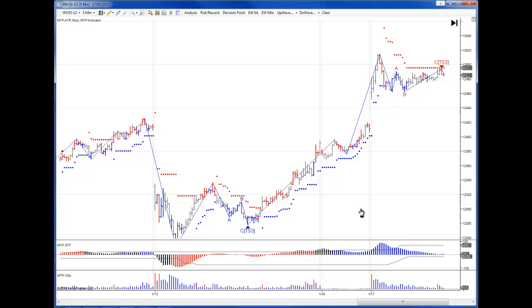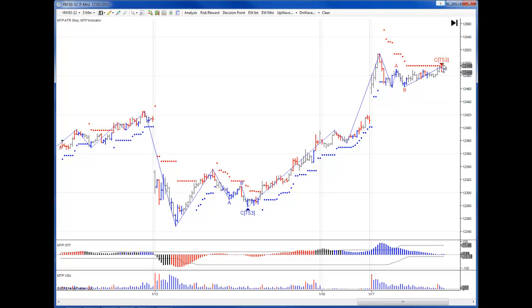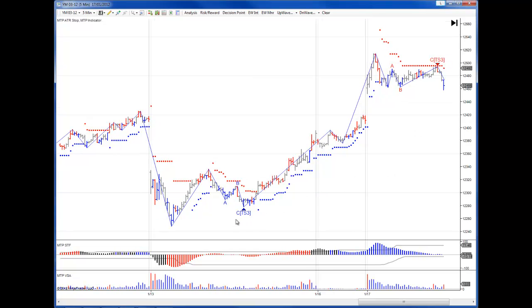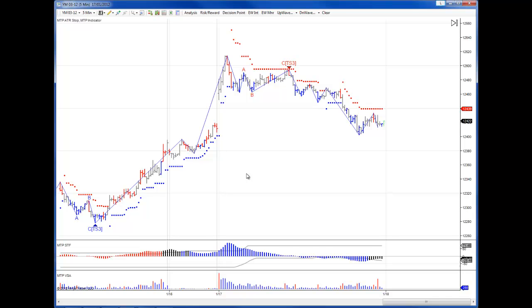Exactly the same situation we had the day before. If I look at this trade setup here, this was also considered a Holy Grail trade setup, which as you can see resulted in a very nice trade as well. So what are the ingredients of a Holy Grail trade setup?